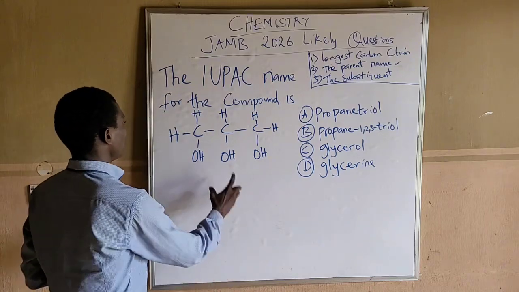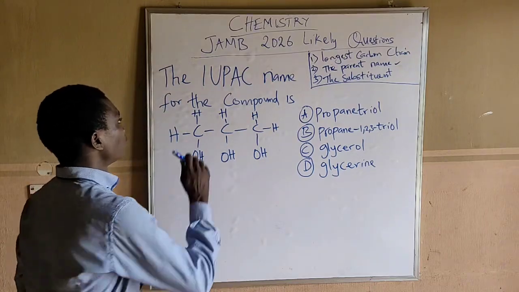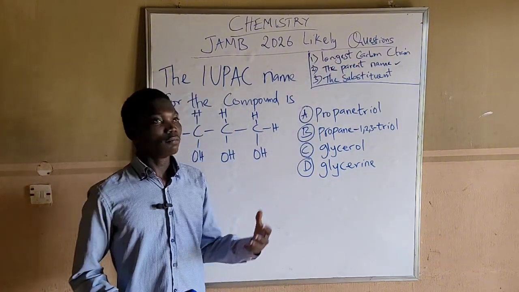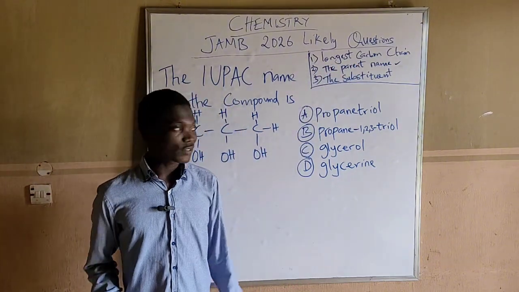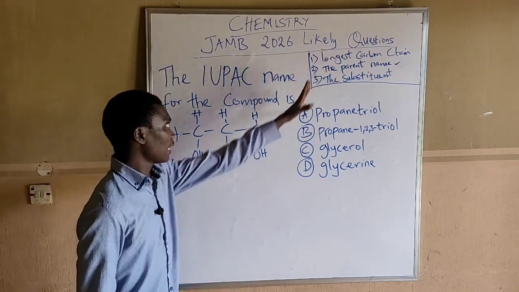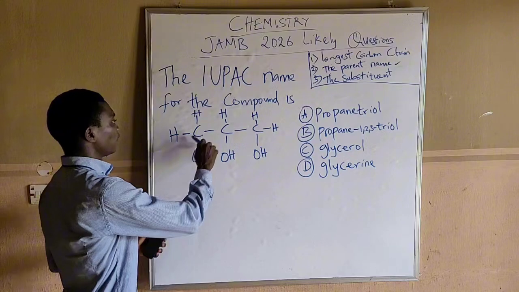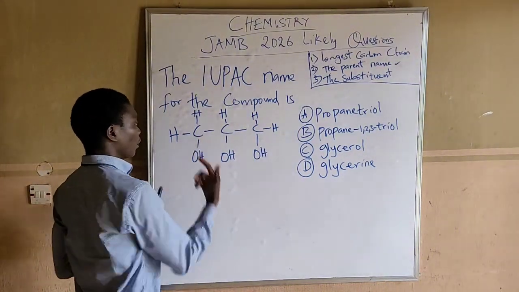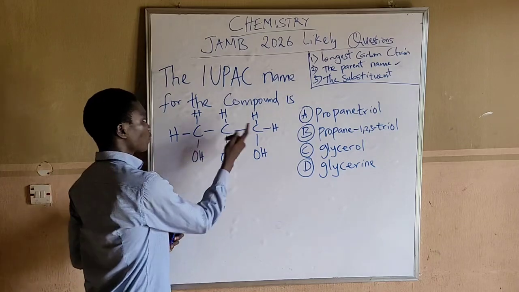Now, we have to name this compound. First of all, you need to check. This has been the method I've been using to answer several other names. In today's class too, we look at the longest carbon chain. This is the only part we have as the longest carbon chain. Just pick it as it is. How many carbons do we have? We have 3 carbons. 1, 2, 3.